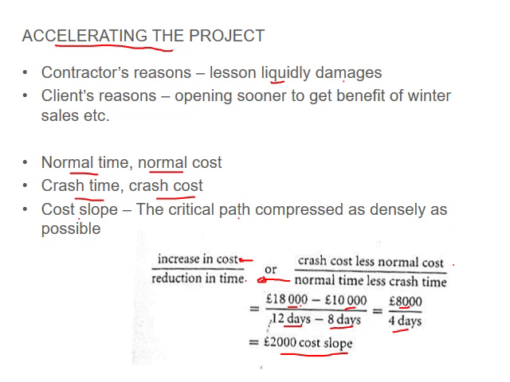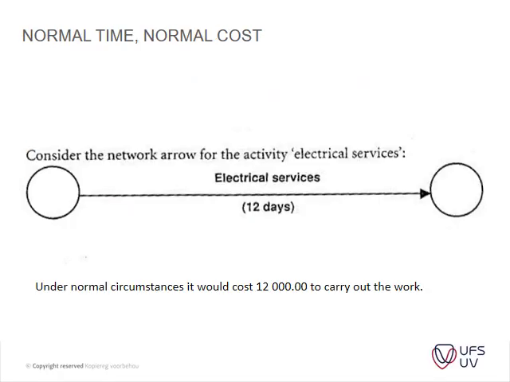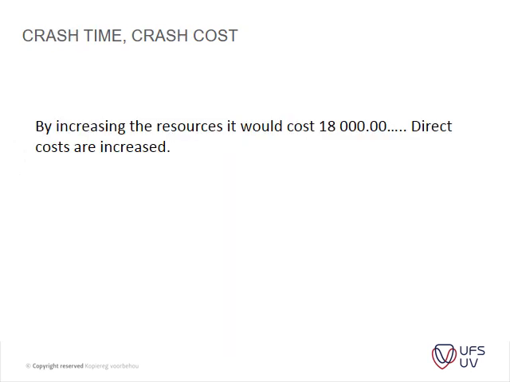Let me just get that page. It starts on page 186. Just explaining it a little bit better, you've got your normal time and normal cost. You consider a network arrow for the activity of electrical services. For instance, your electrical services would have taken 12 days under normal circumstances. So that's your normal time. Crash time is by increasing the resources, it would cost £18,000. Direct costs are increased thus.